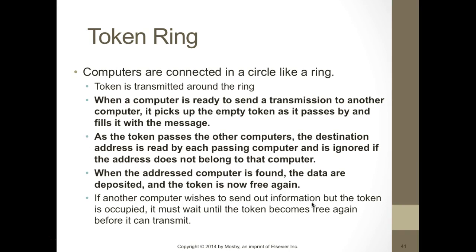Token ring. Computers are connected in a circle like a ring. When a computer is ready to send a transmission to another computer, it picks up an empty token as it passes by and fills it with the message. As a token passes the other computers, the destination address is read by each passing computer and is ignored if the IP address is not right. When the address is found, the data is deposited and the token is free again.